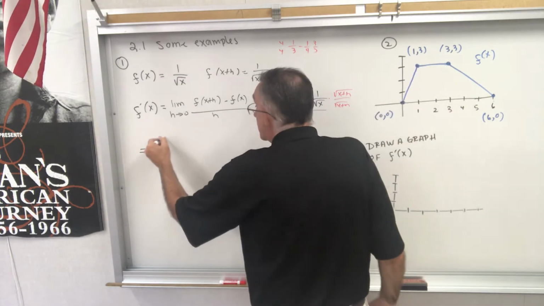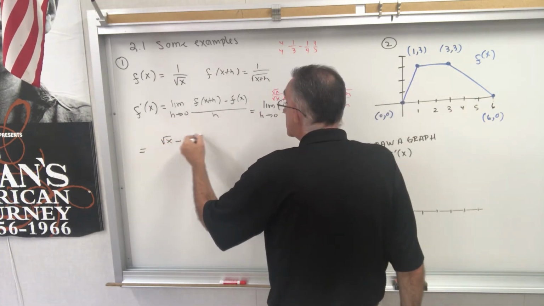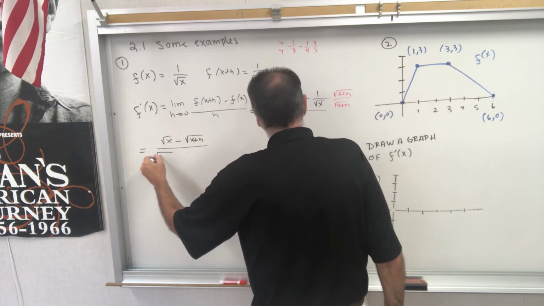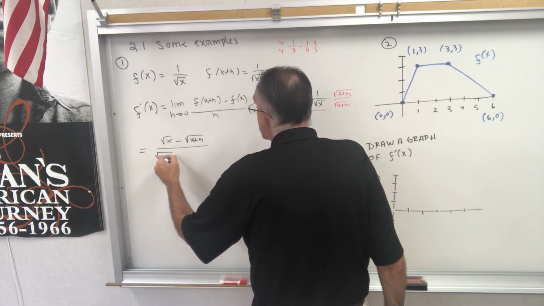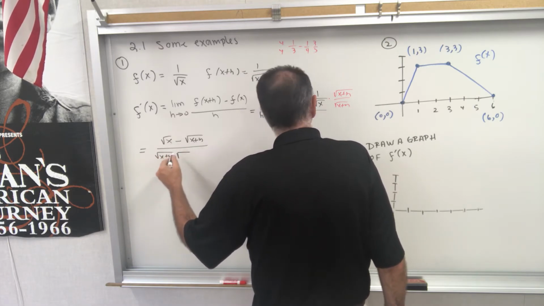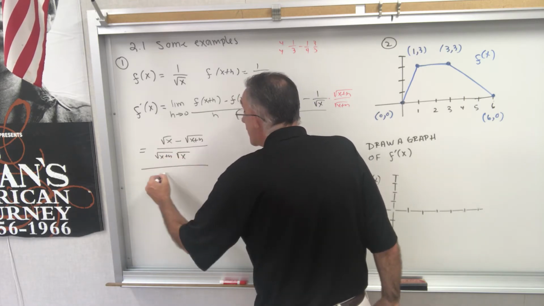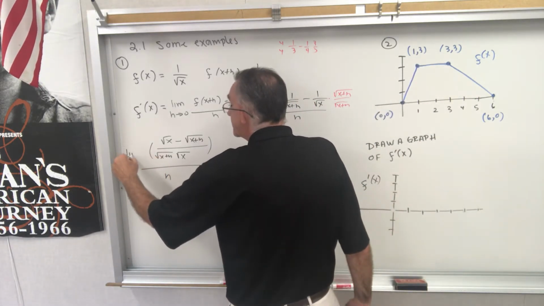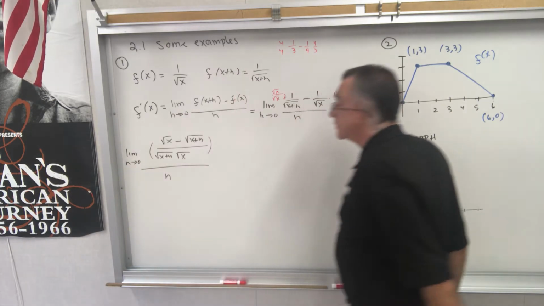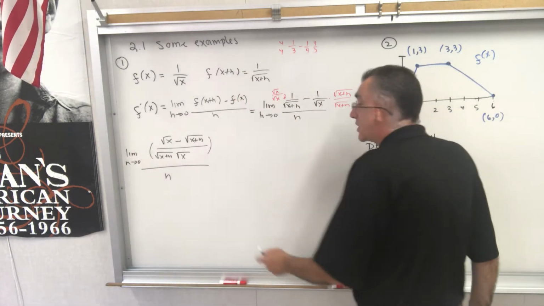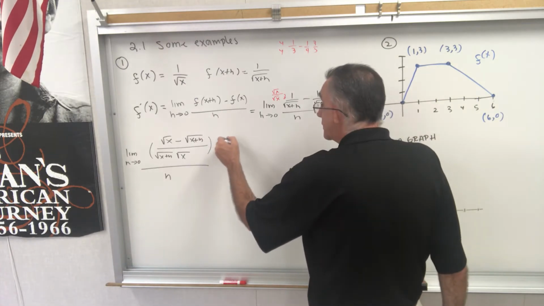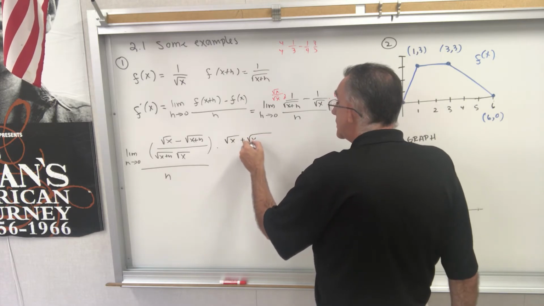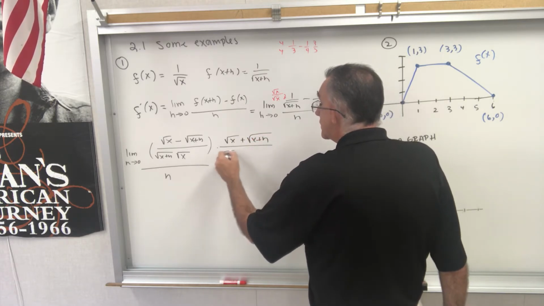I get root x minus root x plus h, all over root x times root x plus h, and this is all over h. Oh, and I forgot my limit thingy. And then we know we have to multiply by the conjugate pair, right? To get rid of the square root. So the square root of x plus the square root of x plus h.